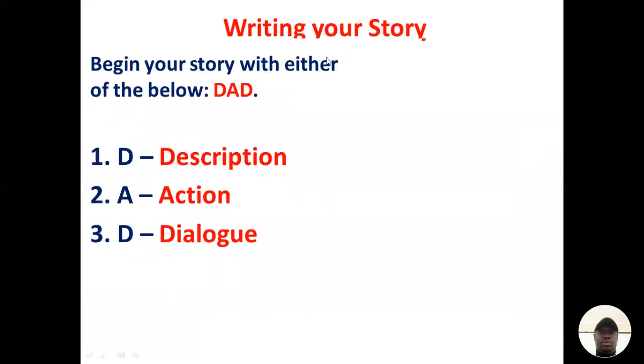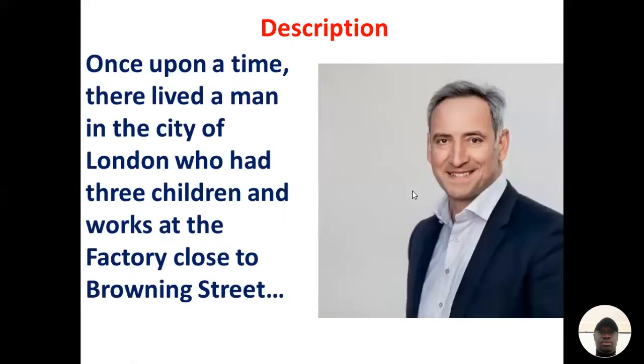Now, how do you begin your story? Begin your story with either of these 3. I call it DAD. You begin your story with either a description, an action, or dialogue. So let's look at them. A description: once upon a time, there lived a man in the city of London who had 3 children and works at the factory close to Browning Street. If you're writing the Checkpoint story here, you can say, I arrived in India for the first time. The place looks so, and you keep on describing. You can begin your story like that.